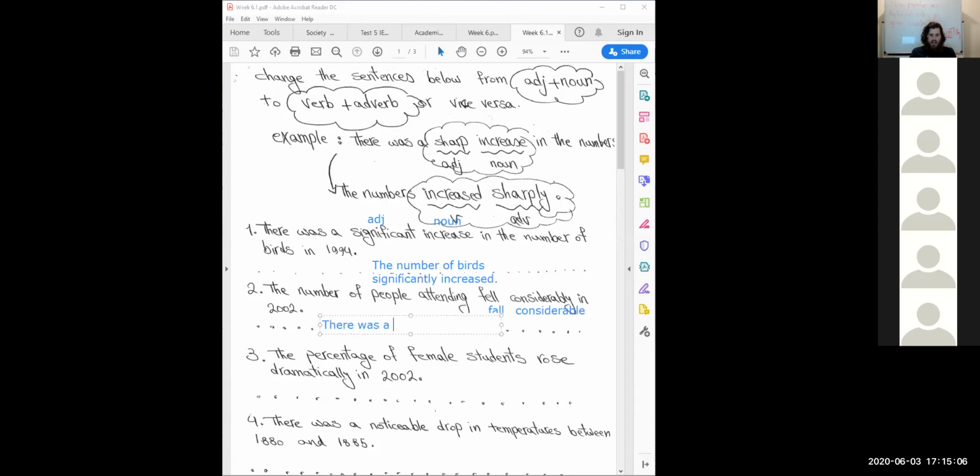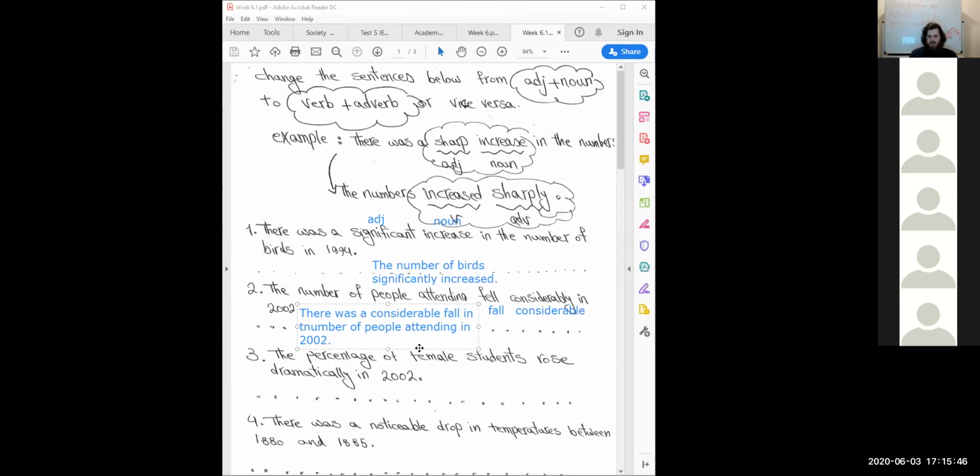Fantastic. There was a considerable fall in the number of people attending in 2002. Wonderful. Good stuff, E. Okay, just quickly, E. Quick question for you there. These two words here. If I'm doing an adjective noun style sentence instead of verb adverb, what are 2 words I always need to remember? 2 of the smaller words that I always need to remember.